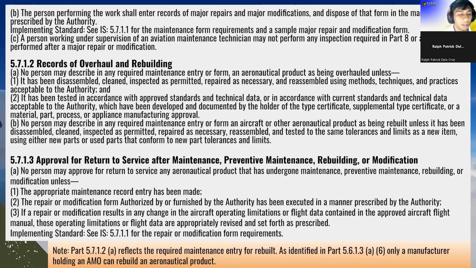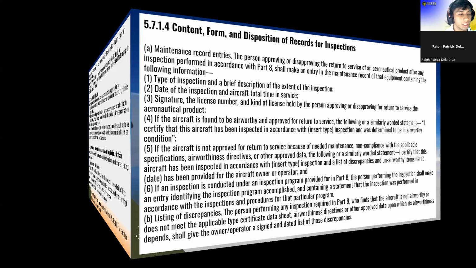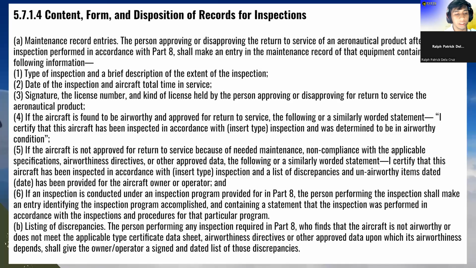Approval for return to service after maintenance, preventive maintenance, rebuilding, or modification. The repair or modification form authorized by or furnished by the authority for international aviation has been executed in the manner prescribed. The appropriate maintenance record entry has been made. The last one is content, form, and disposition of record for inspection. Here it includes maintenance record entries, type of inspection, date of inspection, signature, the license number, and kind of license held by the person approving. Next presenter, please.